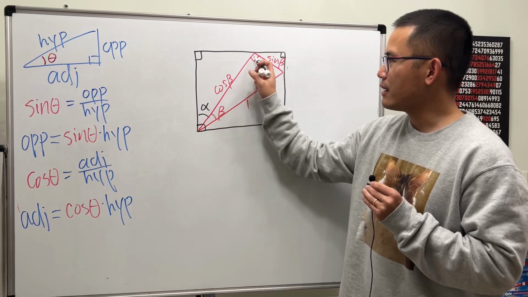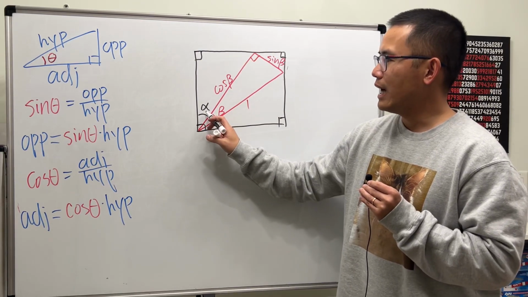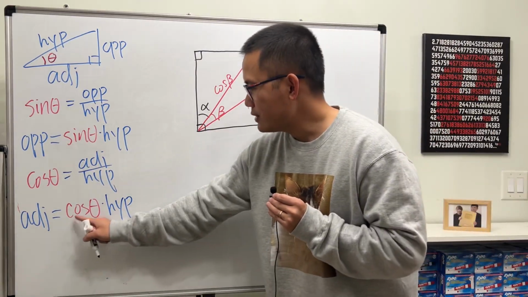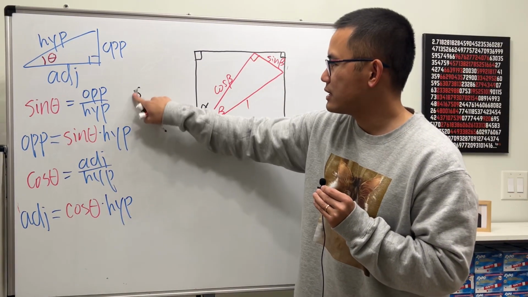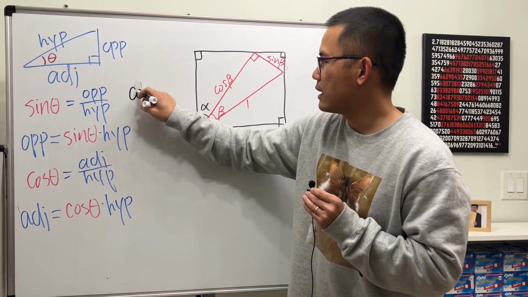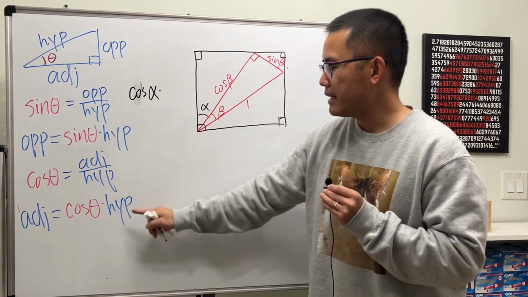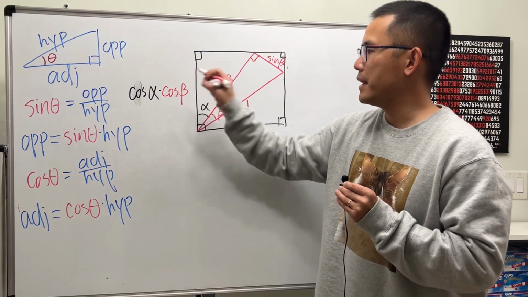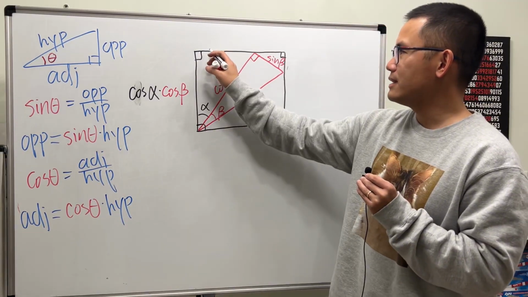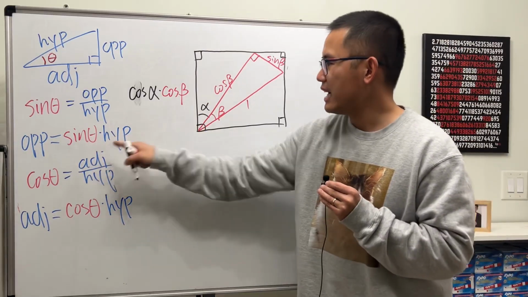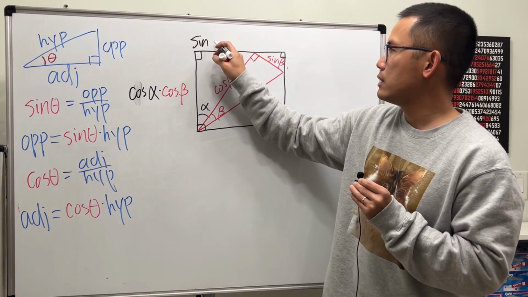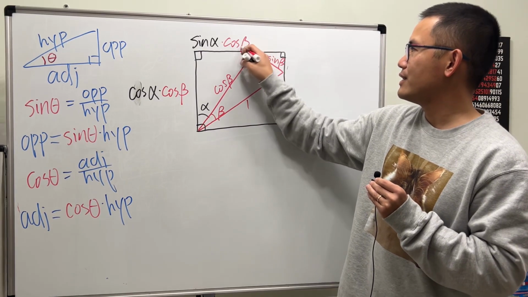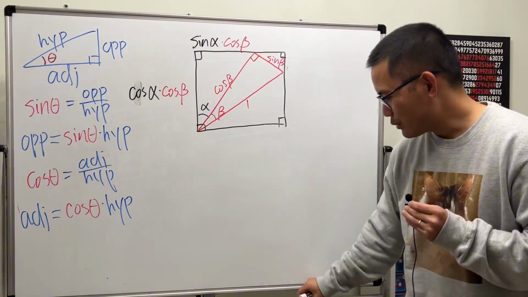Have a look right here on this right triangle. We have alpha. This is the adjacent. We need cosine of the angle, cosine of alpha, and multiply by the hypotenuse. The hypotenuse is that, which is cosine beta. For the opposite, we just have to do sine of this angle times the hypotenuse. Cool. Now we are done with that right triangle.